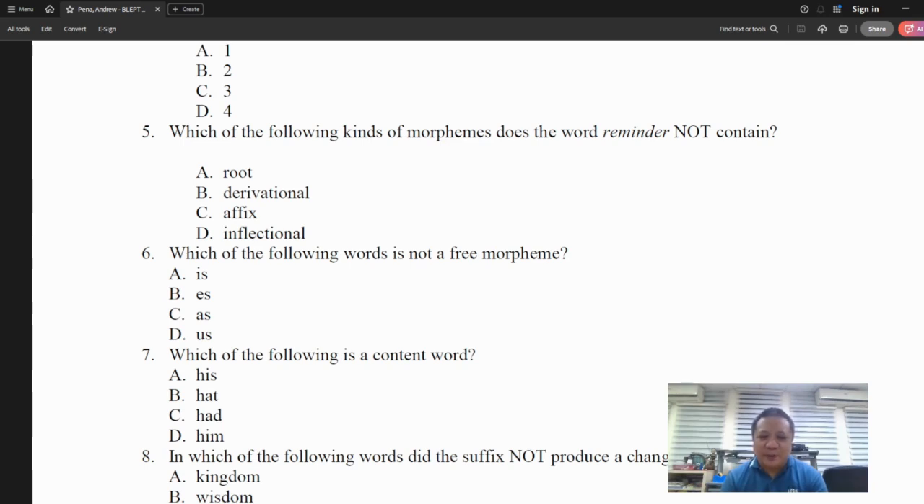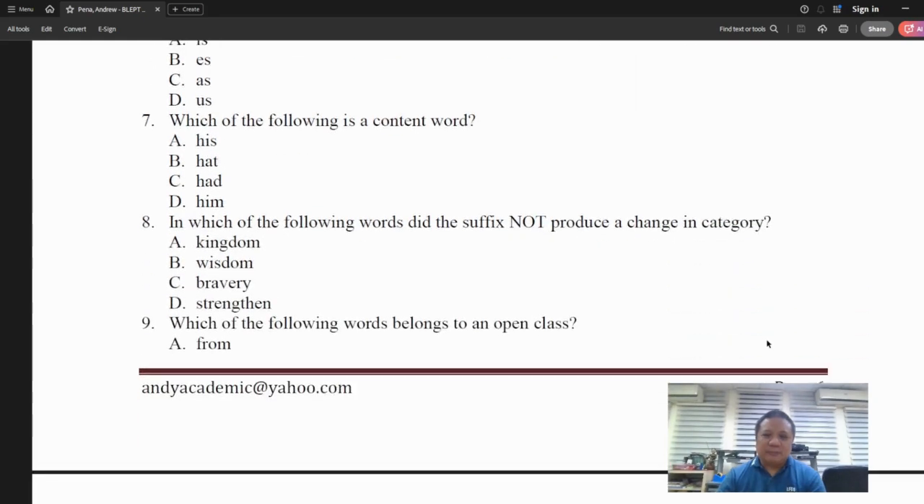Number 7, which of the following is a content word? A. His, B. Hat, C. Had, D. Him. A content word has meaning, and these include nouns, verbs, and adjectives, and maybe adverbs. So which one here is a noun, verb, or adjective? The answer is B, hat. The others are what we call grammatical words or functional words. They don't really have meaning, they have function.